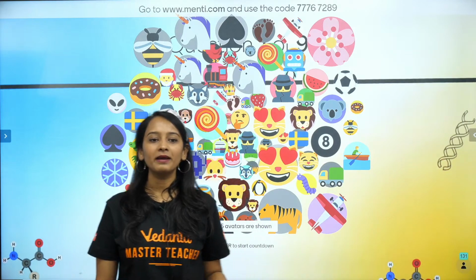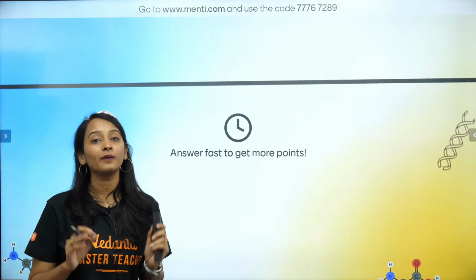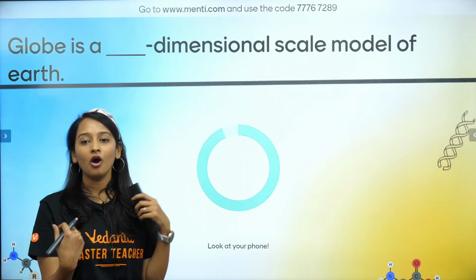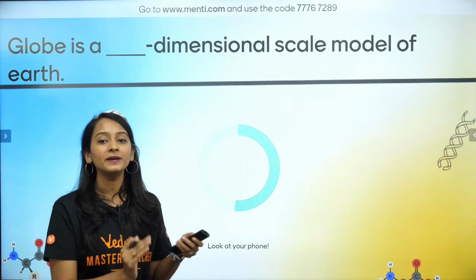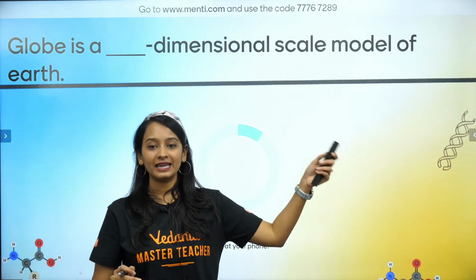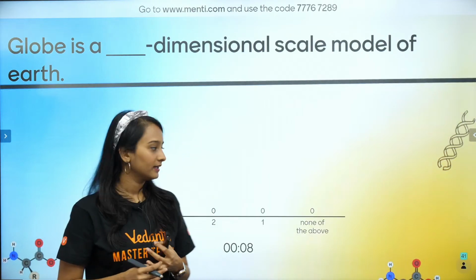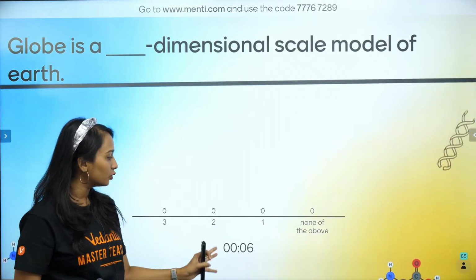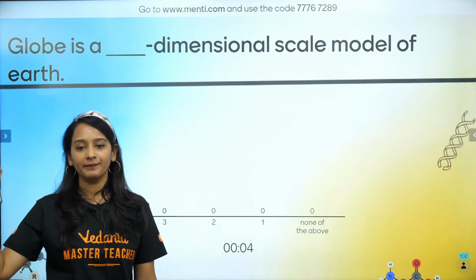Let's start with Menti, and here we go with question number 1 on your screens. A globe is a dash dimensional scale model of Earth. A globe is 3D, 2D, 1D, or none of the above. What is it?